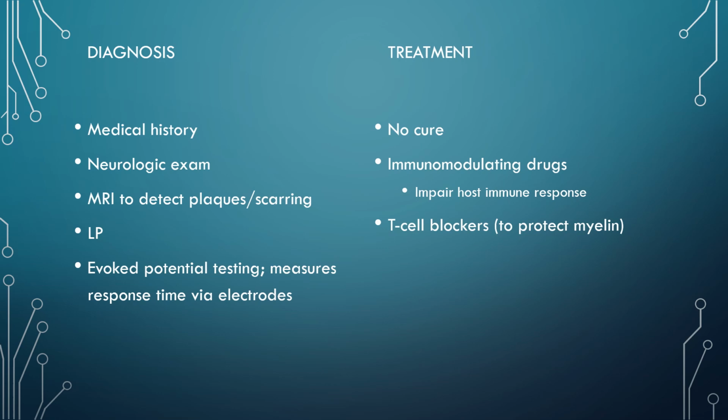Diagnosis is through a medical history. They want to find out your risk factors. They'll look for environmental risk, recent viruses. They can test for Epstein-Barr. They can do vitamin D levels, all of those things. They'll do a neurologic exam.